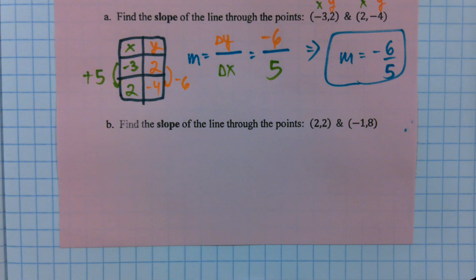From 2 to 8 is plus 6. That means the change in y should go on top. Make sure we're dividing and not subtracting. So what's my change in y? 6. That does not change in y anything.